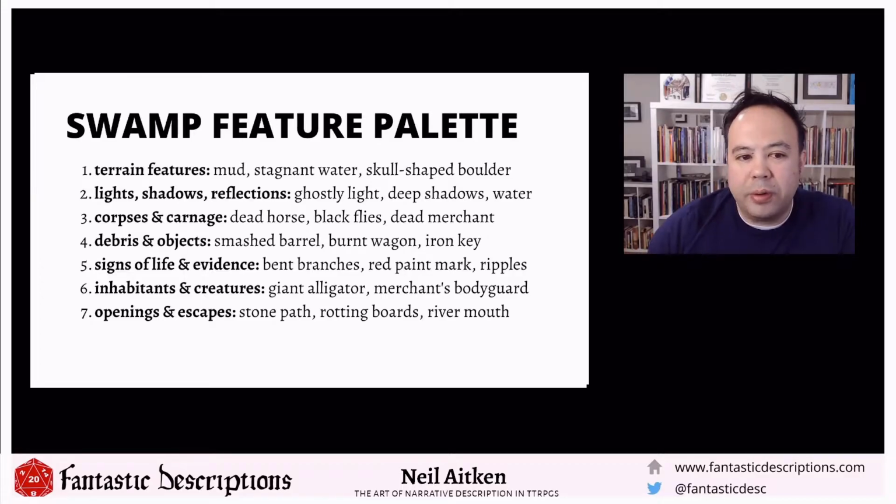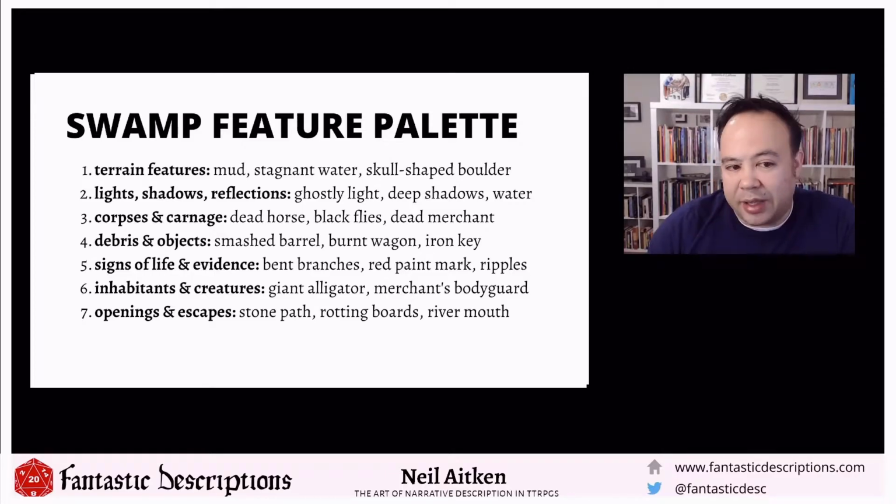So we'll build here first a feature palette. That is to say, a palette that has objects or items that would be seen in the terrain of the swamp. And so, for instance, under terrain features, we might make a list of things that we might encounter: mud, stagnant water, and maybe include a couple things like a skull-shaped boulder. Could be cool, right? So you might brainstorm, add a few other things, but terrain features.